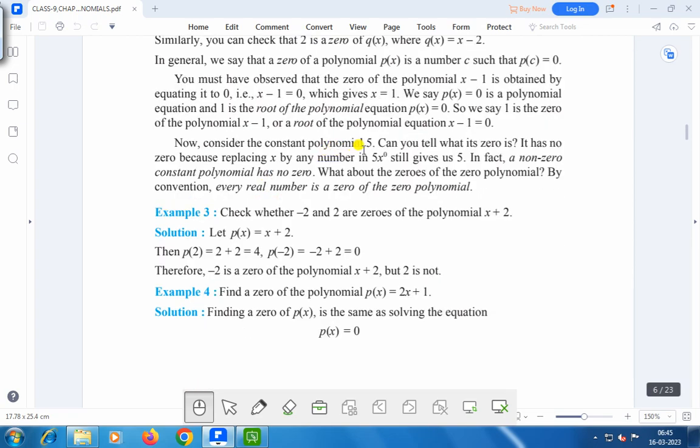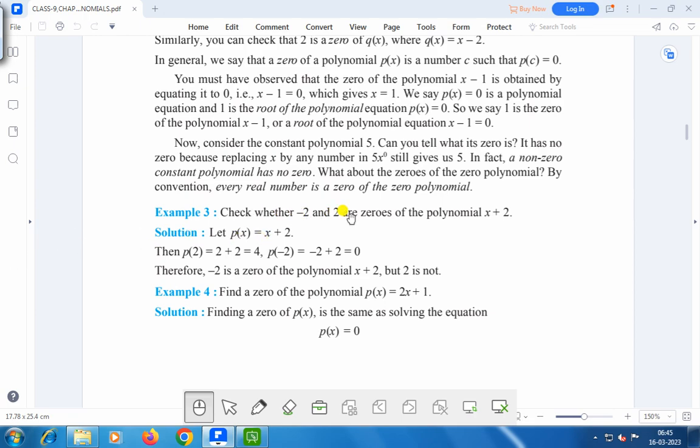Now consider the constant polynomial 5. Can you tell what its zero is? It has no zero because replacing x by any number in 5x to the power 0 still gives us 5. In fact, a non-zero constant polynomial has no zero. What about the zeros of the zero polynomial? By convention, every real number is a zero of the zero polynomial.